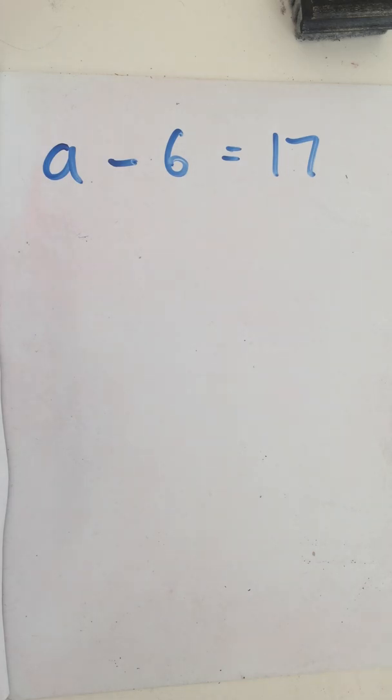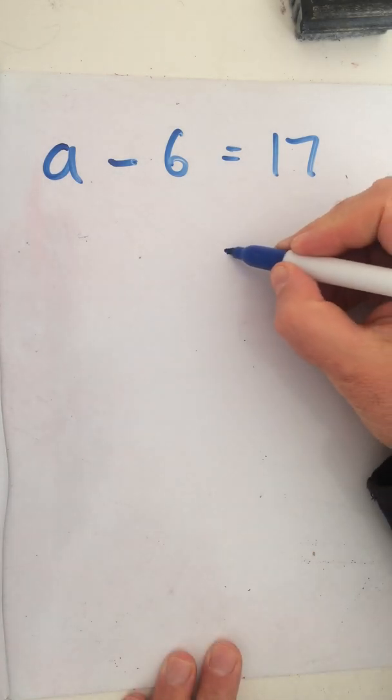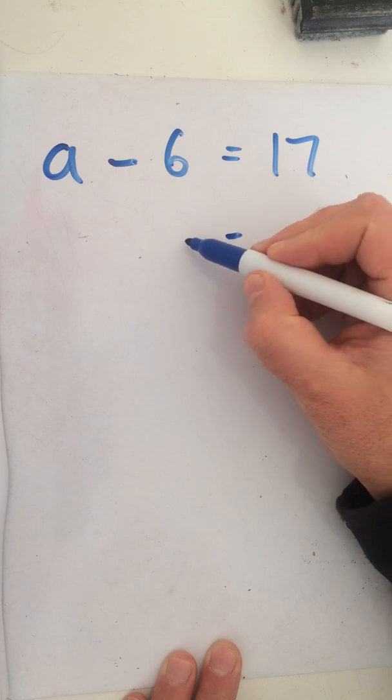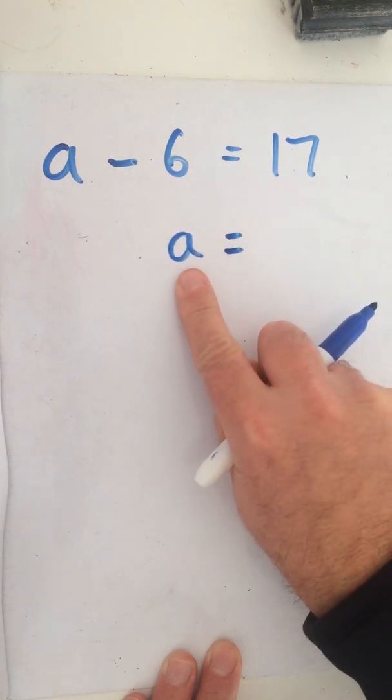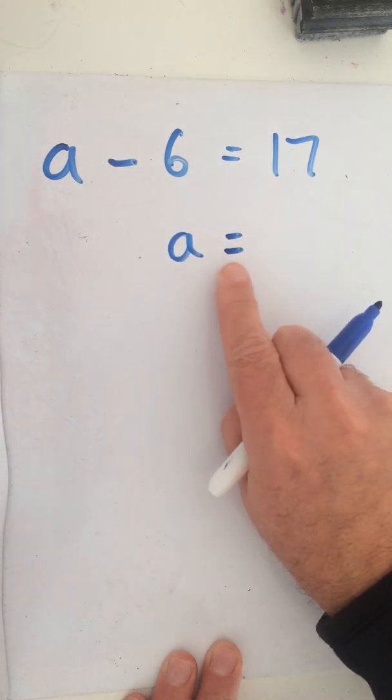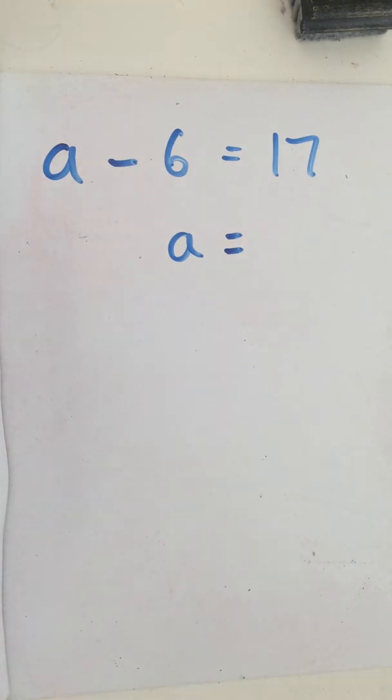Okay, so underneath we're going to keep our equal sign in line, and we're just going to get A there, because that's what we want to be left with. Okay, so can we do that as well, please?